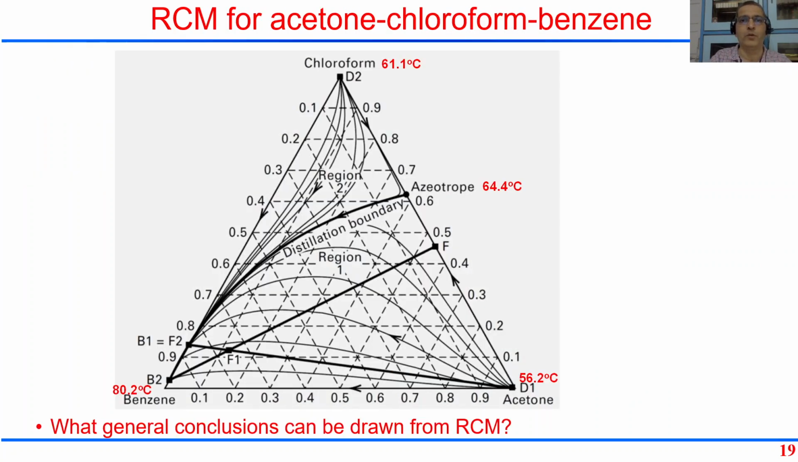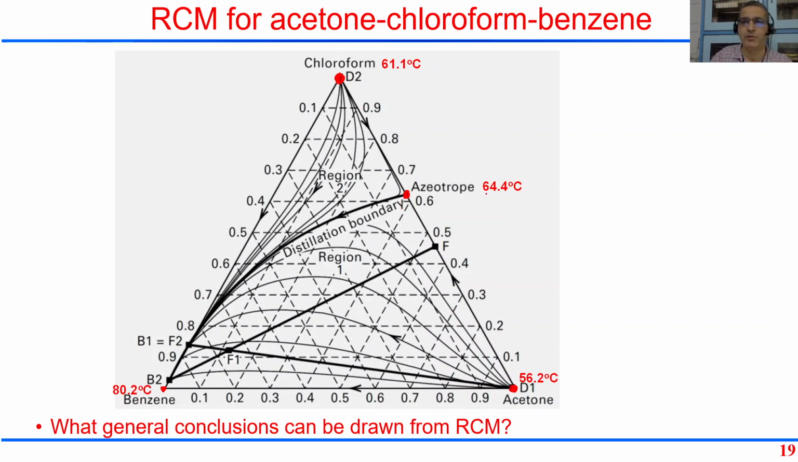I'm going to show you one more case: acetone, chloroform, benzene. Now let's do this very carefully and slowly. So this is our benzene. This vertex is benzene, this vertex is acetone, and this vertex is chloroform. Now chloroform and acetone form a maximum boiling azeotrope. That is here.